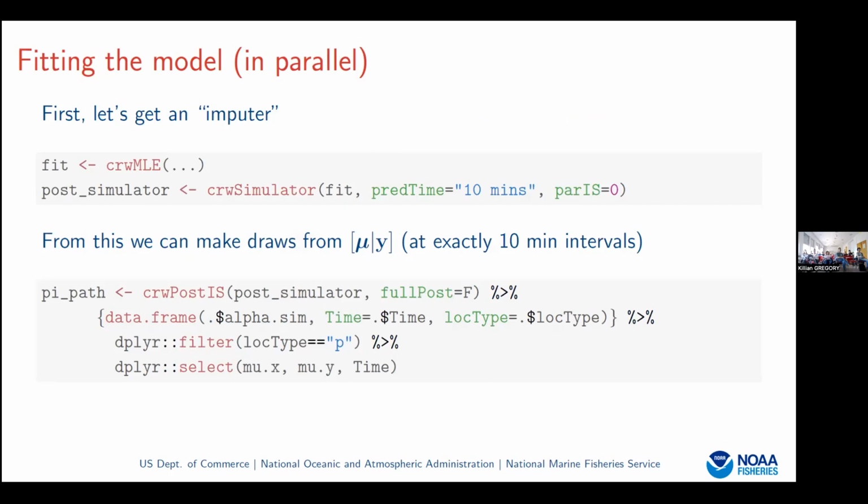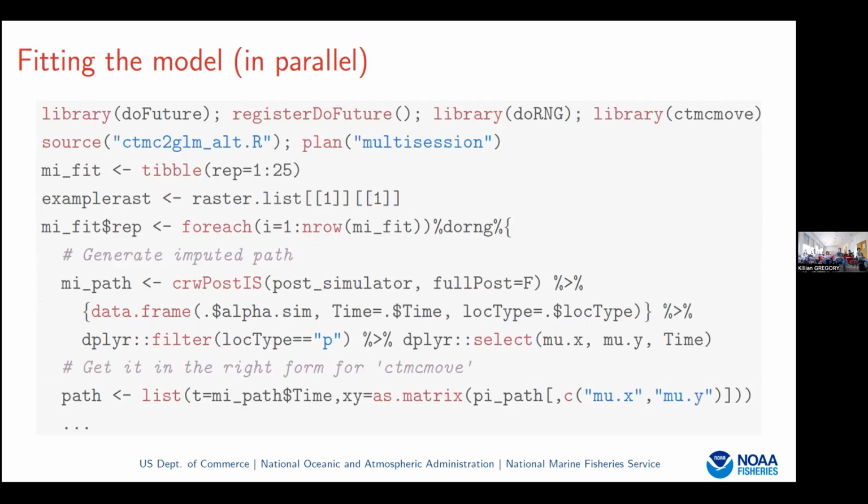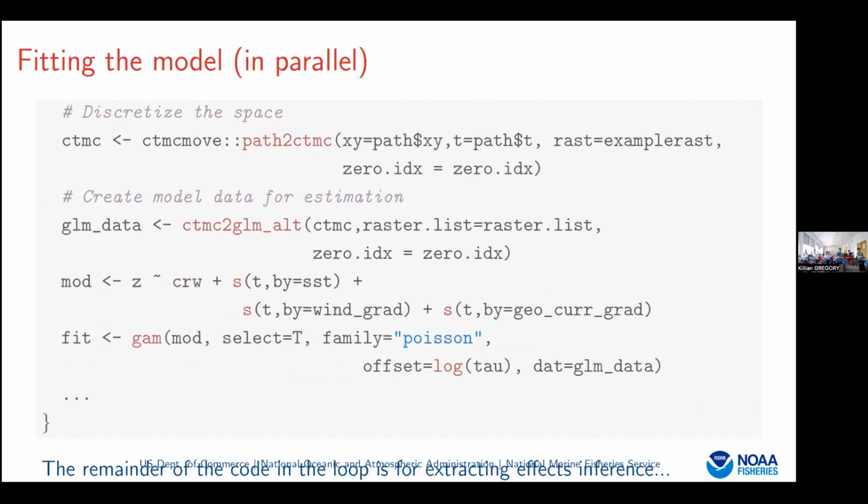I'll skip through this. This is the same code for the imputation and stuff like that. It's in the complete examples in the package. Basically, this is just going through forming those discrete paths here, the last line down here, path. And the next line, I'm converting that to the discrete space, getting the data I need for the GLM, that CTMC to GLM.